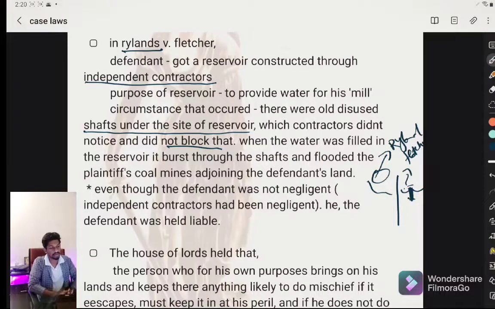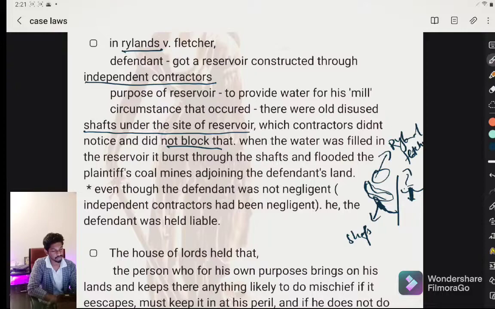Fletcher has the coal mines on his land, while Rylands has a huge reservoir built for the purpose of storing water. So these shafts were left unnoticed by the independent contractor. When we look back into the law, it's said that when the independent contractor has been negligent, in some cases the master wouldn't be liable for that completely. But in this case, even though an independent contractor was hired and had been negligent, you will be liable for that. That's the specialty of strict liability.